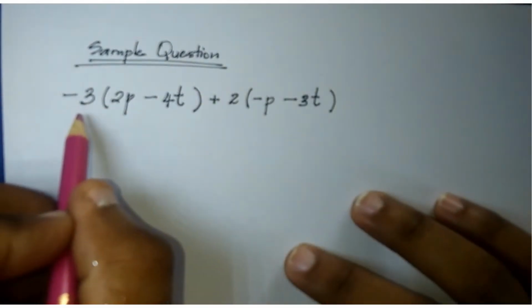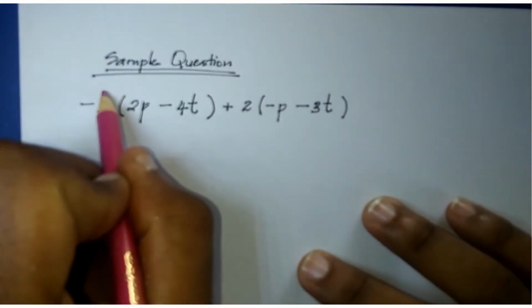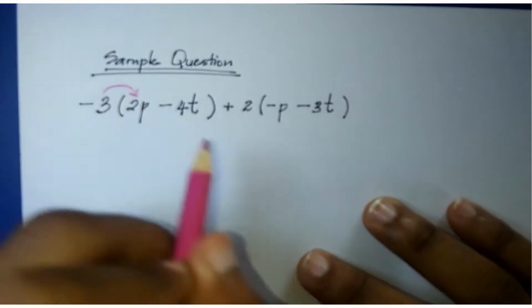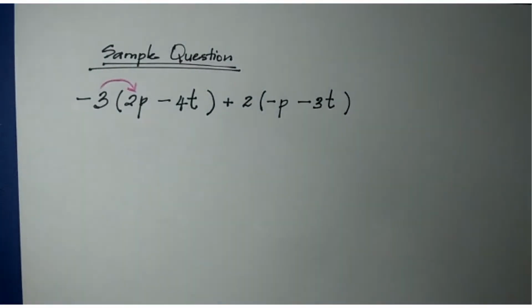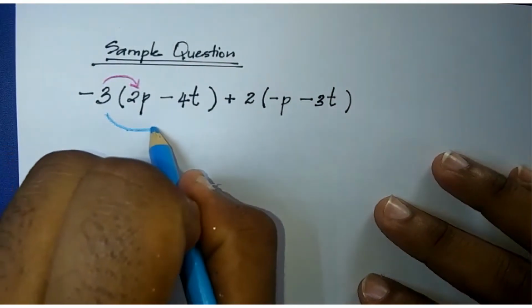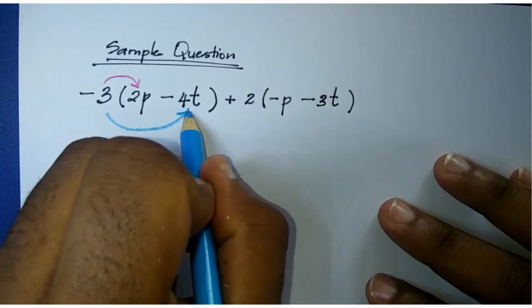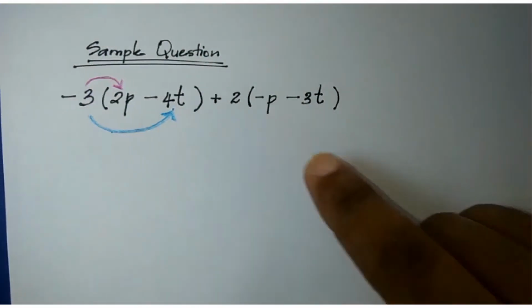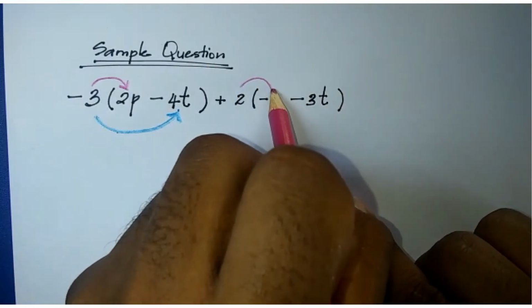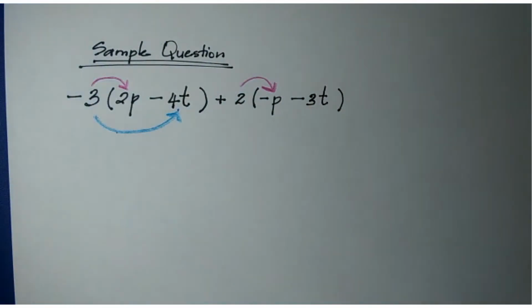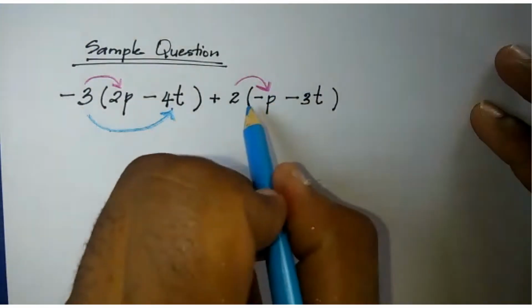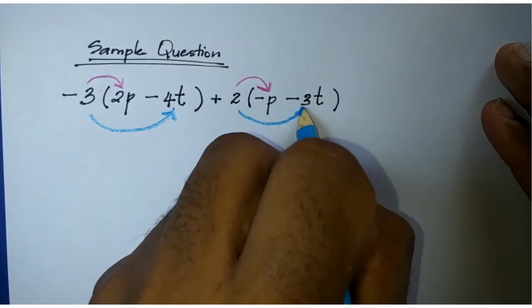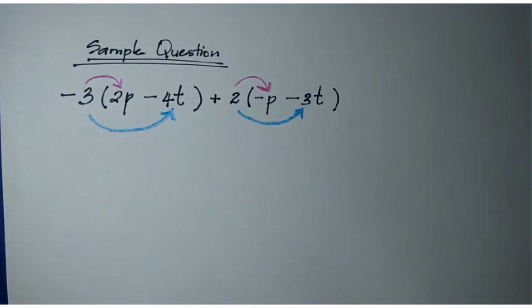So I'm going to focus here first. Minus 3 is on the outside, and this 2p is on the inside. So I know I'm going to have to multiply those. Then there's minus 3 on the outside and a minus 4t on the inside. So I know I'm going to have to multiply those. When I come on this side too, there's a positive 2 on the outside and a minus p on the inside. Those two have to be multiplied. Then there's positive 2 on the outside and a minus 3t on the inside. I know I'm going to have to multiply those two.